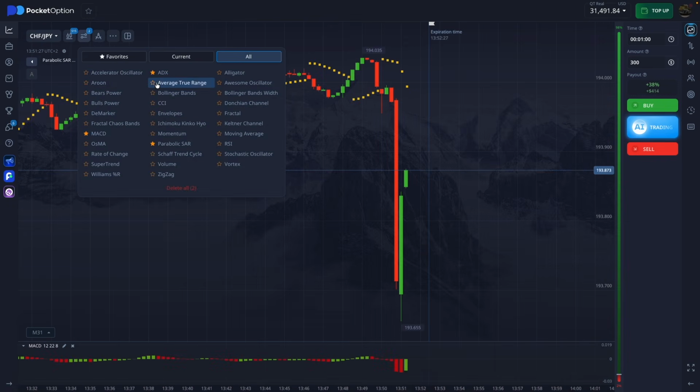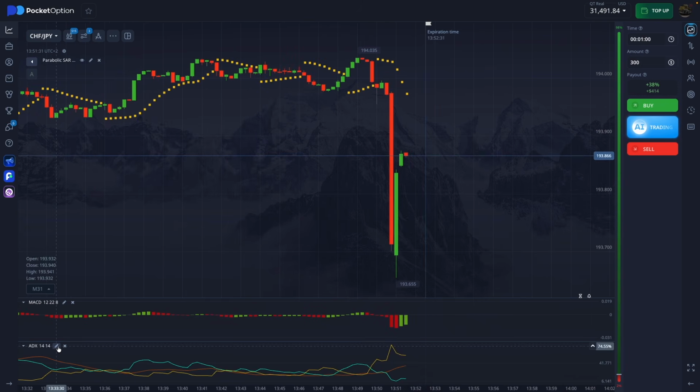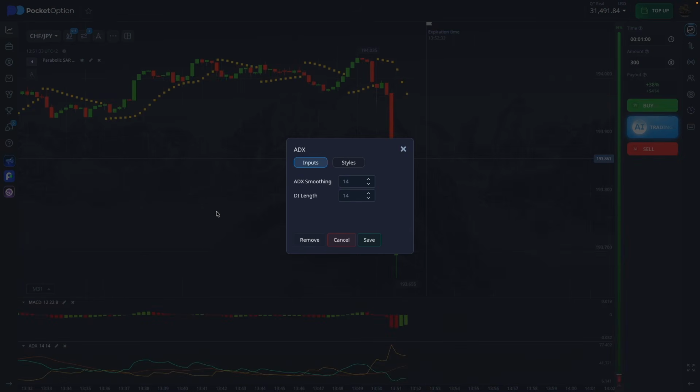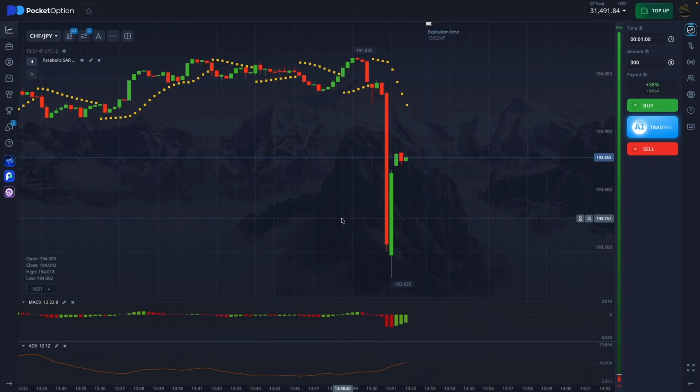The last indicator I will use today is called ADX. I also add it to the chart, go to the settings, and here I change the first parameter to 12, and I also change the second parameter to 12. Then I go to the styles, and today, as usual, I will only use the ADX line. I turn off the other 2 lines, then I press the Save button.